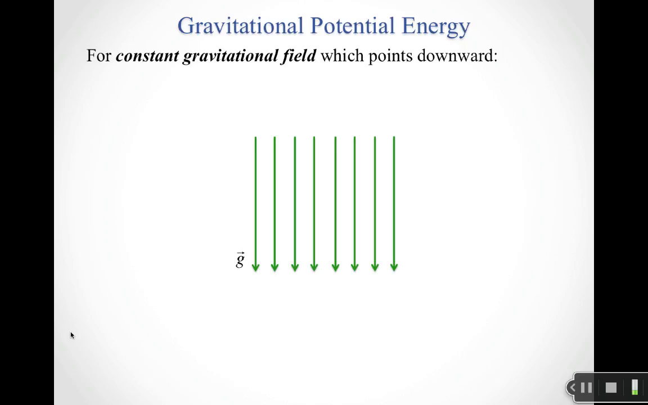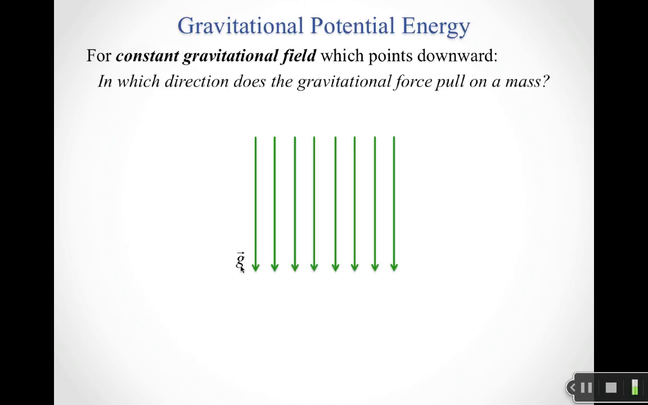Alright, so we said this semester we're going to deal with two types of potential energy, and the first one we'll talk about is gravitational potential energy. So we happen to live in a constant gravitational field which points downward. It has a magnitude of 9.8 meters per second squared.